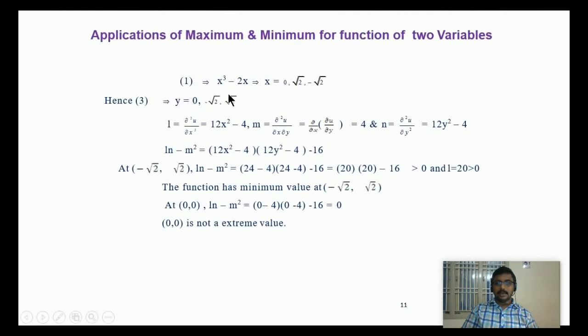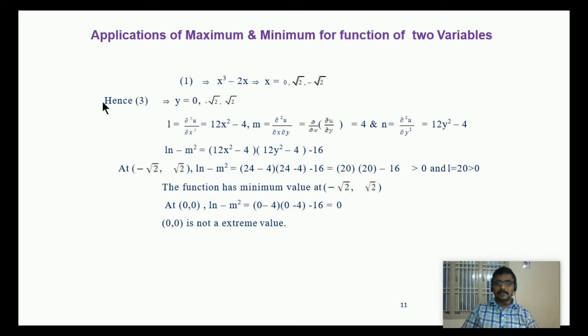Now solving x cube minus 2x, which is equated to 0, the equation is satisfied by three values: 0, root 2 and negative root 2. For these values, y values are 0, negative root 2, root 2. So hence the stationary points are obtained.